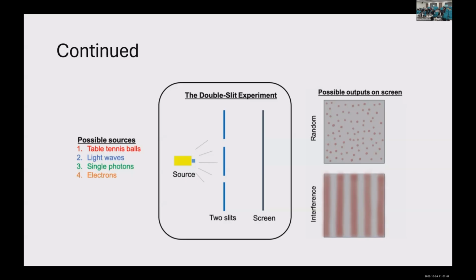What about single photons? That experiment at home would be difficult. But you can do that with tennis balls and then decide if it's random or interference. I think it should be random. Single photons are random, you say. What do you say, Jai?